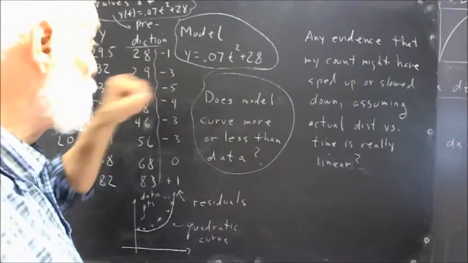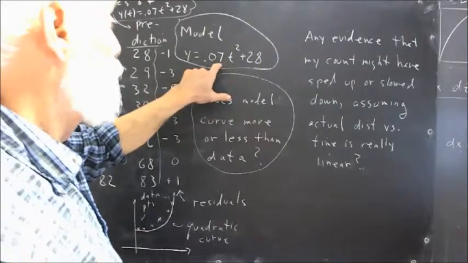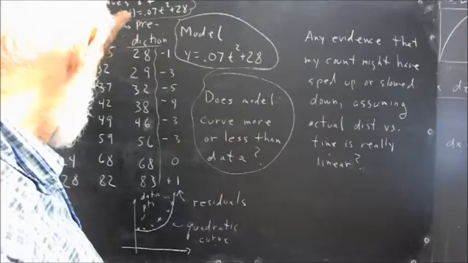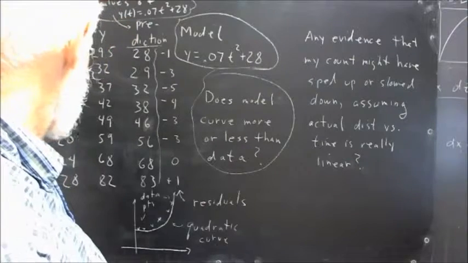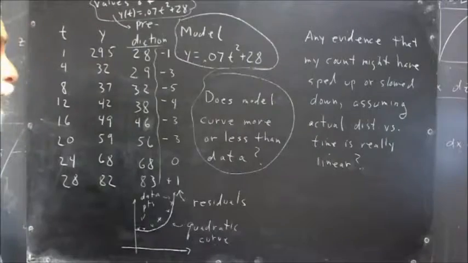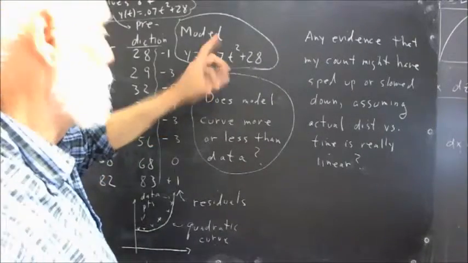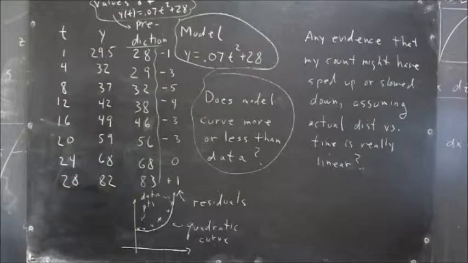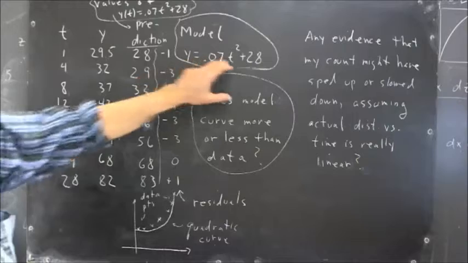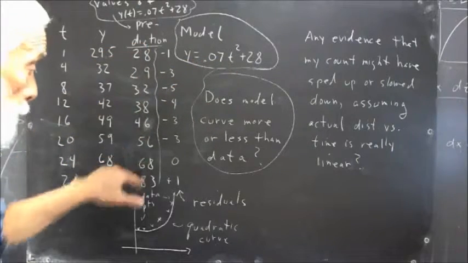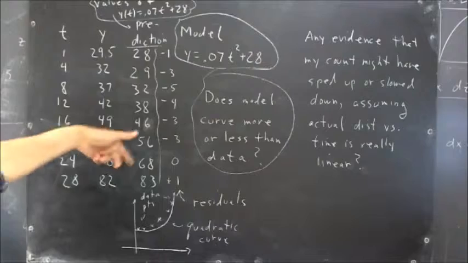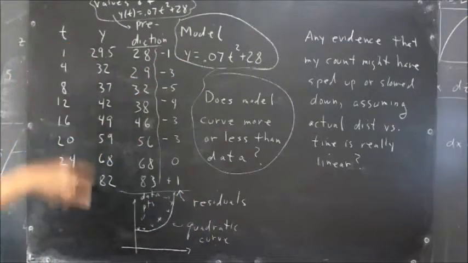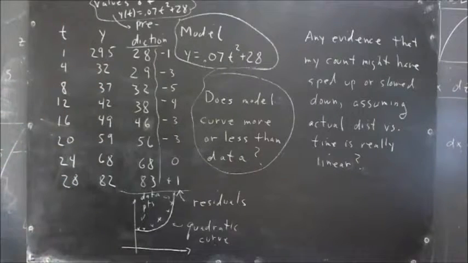20 squared is 400. Now, 0.07 times 400 is 28. I'm sorry, 28 and 28 gives us 56. Okay? So if these times are plugged into this model, to the nearest whole number, these will be what the model gives you for the y values. Clearly, those values differ, and they differ in kind of a systematic way.